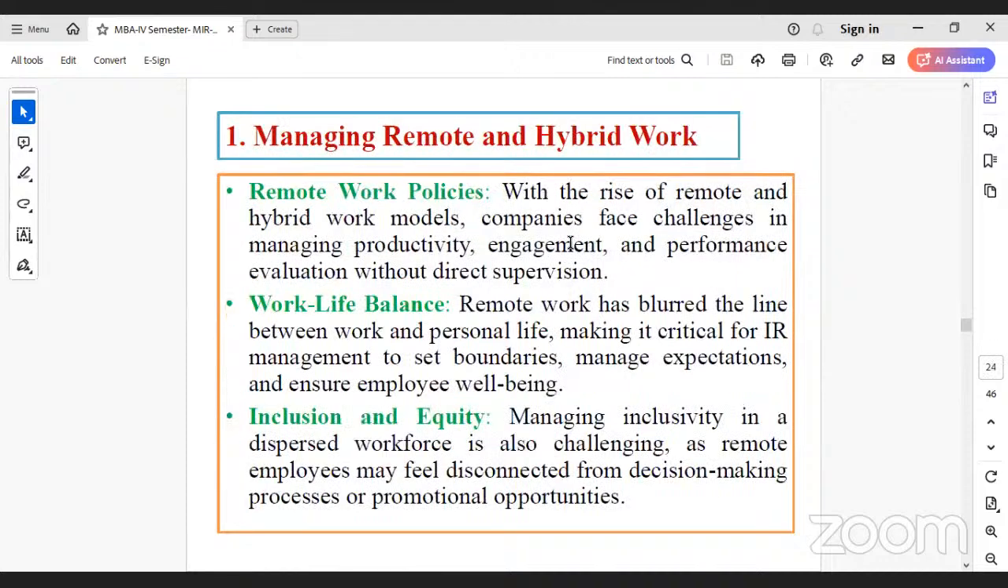One by one, what are the contemporary issues? The first is managing remote and hybrid work. What is hybrid work? Yesterday we discussed hybrid work, which is both offline and online. The work is done in both ways: the companies send the work to the employees and they work for the company. That work is known as hybrid work. Managing remote work covers remote work policies, work-life balance, and inclusion and equity.